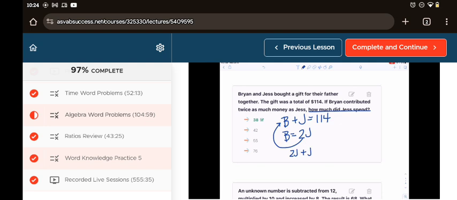So here, once again, I can just replace this. 2J plus J equals 114. 3J equals 114. I'm going to divide by 3. And 114 divided by 3. 3 goes into 24 8 times.